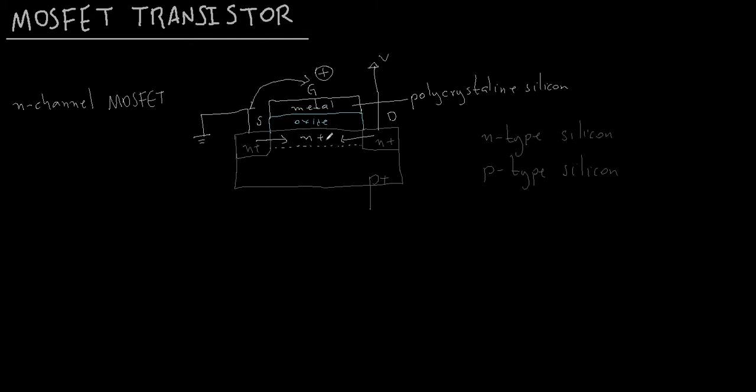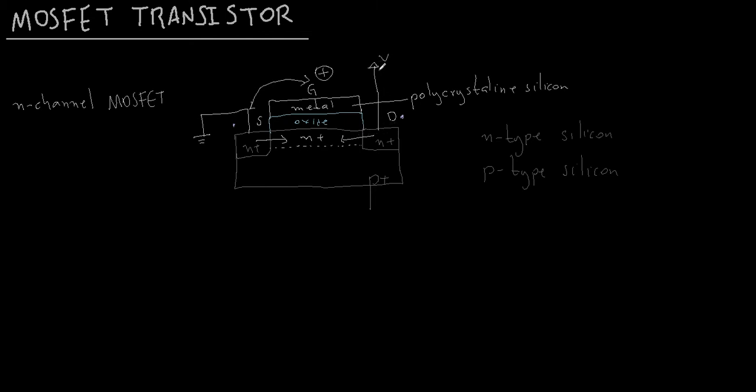So we create this channel, and now if we have this channel, current can flow in this channel, because now we have electrons available. And so if we now apply a voltage between the drain and the source, between these 2 points, then basically a current can flow in this channel. And so that's basically how the MOSFET works. The amount of voltage you apply between the drain and the source is going to dictate how much current will be able to flow in the channel.